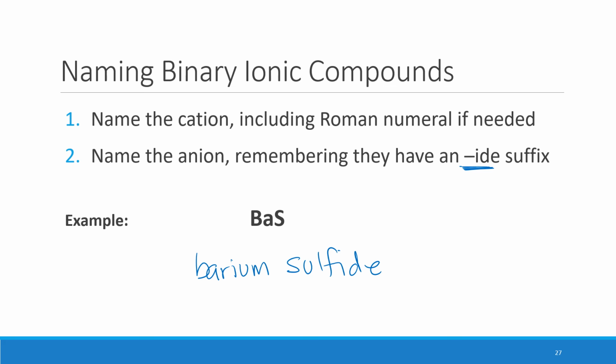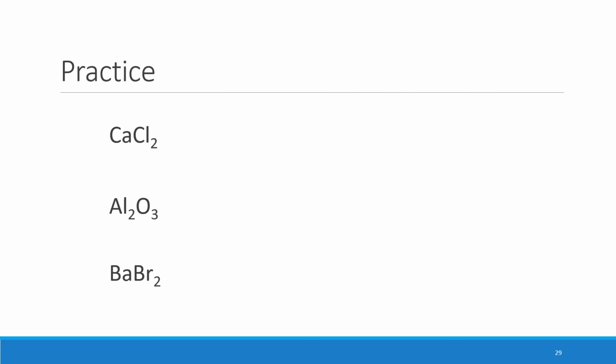Barium's in group 2. It doesn't need a Roman numeral. The metals that need Roman numerals are in the middle of the table, the transition metals, and then also commonly like tin and lead. Right? We have a couple of exceptions that don't: silver, zinc, and aluminum don't need Roman numerals. Okay, so let's name these. None of these need Roman numerals.